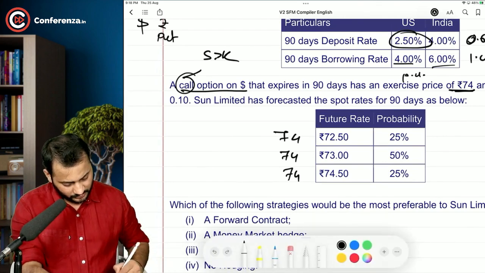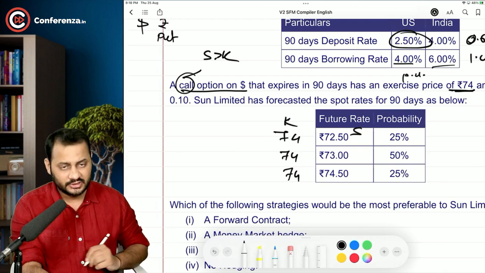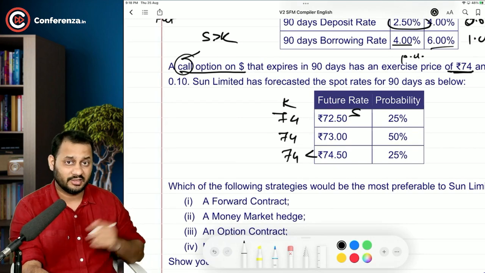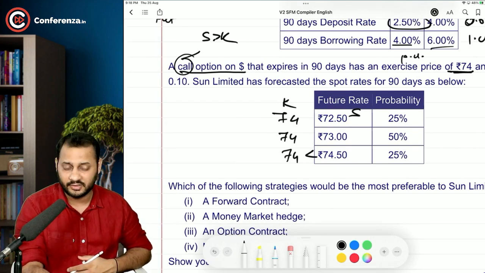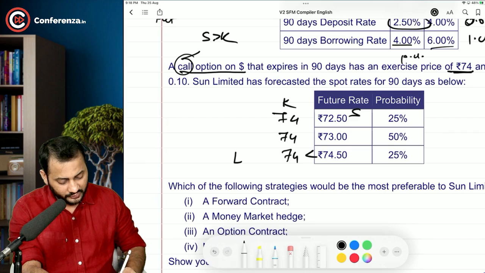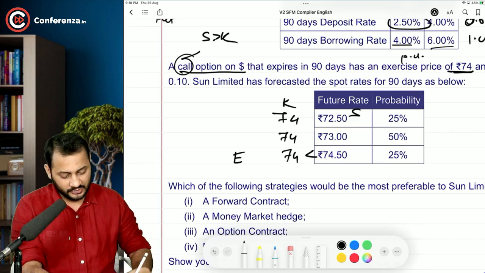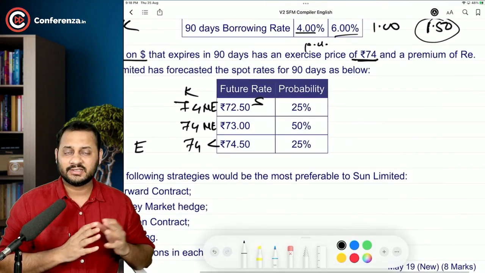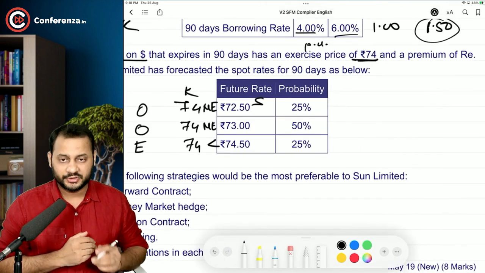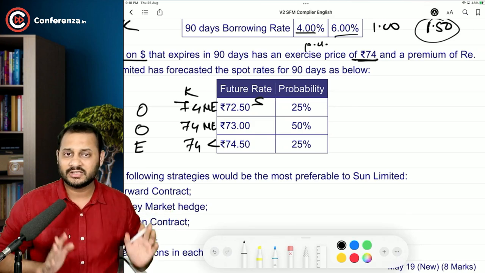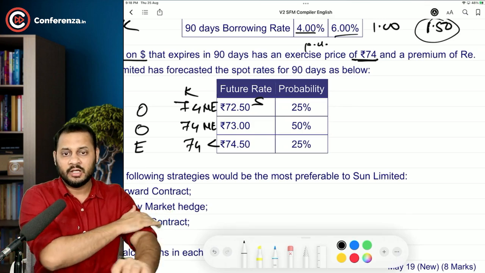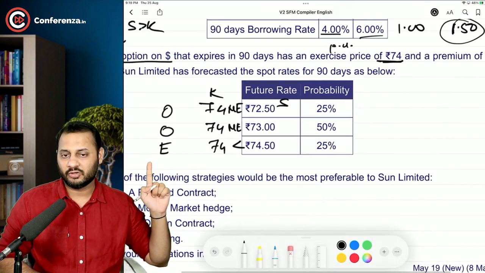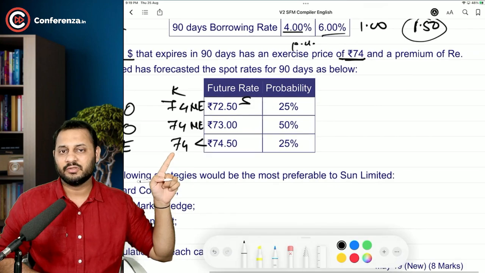These are the spot rates and this is the strike rate. You can clearly see that only in the last case is the spot rate greater than the strike rate. So only in this case will the option be exercised. Otherwise, not exercised. When you are not exercising the option, the payoff under the option will be 0. You will not receive anything from the option. But if you exercise the option, you will have something in payoff. That means the exercise price will be 74.